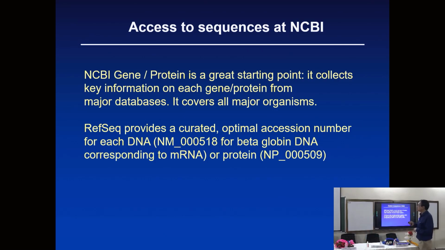NCBI Gene or Protein is a great starting point. It collects key information on each gene or protein. Let's focus on a gene, say the beta globin gene. Have you heard about beta globin? Have you heard about hemoglobin? So what does hemoglobin do?